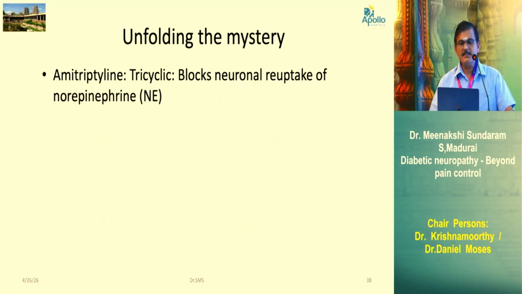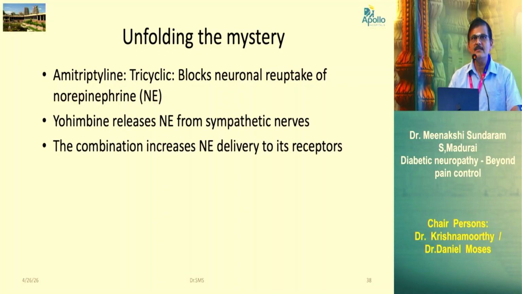And then this patient is on amitriptyline. Amitriptyline is known to block the neuronal reuptake of norepinephrine. So norepinephrine levels are higher in this patient. Yohimbine is known to release norepinephrine from the sympathetic nerves. So the combination increases the norepinephrine delivery to its receptors. And then look what happened here.